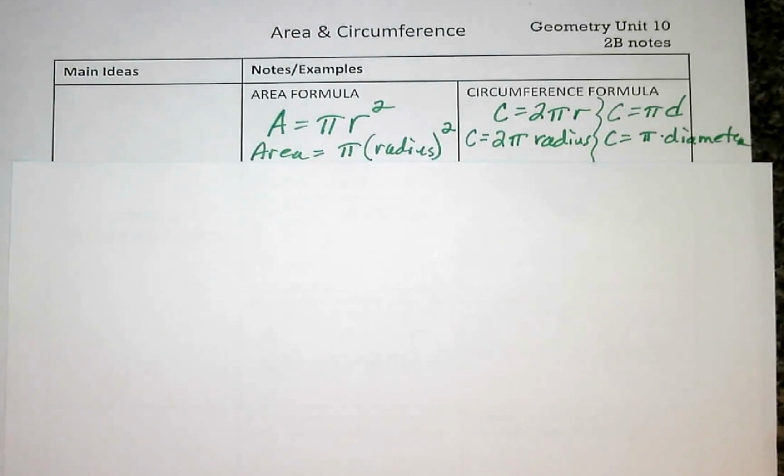All right, let's get to work on the notes for 2B. This one deals with area and circumference of a circle. So I've got the two formulas written up there, actually three formulas.